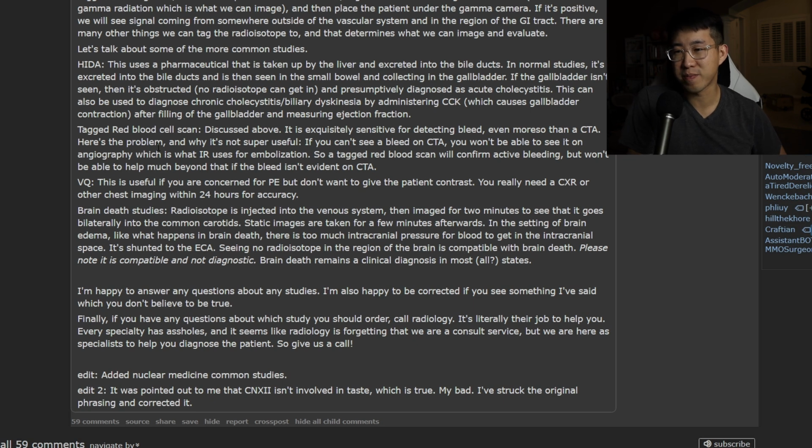Brain death studies: radioisotope is injected into the venous system, then imaged for 2 minutes to see that it goes bilaterally into the common carotids. Static images are taken for a few minutes afterwards. In the setting of brain edema, like what happens in brain death, there is too much intracranial pressure for blood to get into the intracranial space. It's shunted to the external carotid artery. Seeing no radioisotope in the region of the brain is compatible with brain death. Please note it is compatible and not diagnostic. Brain death remains a clinical diagnosis in most all states.